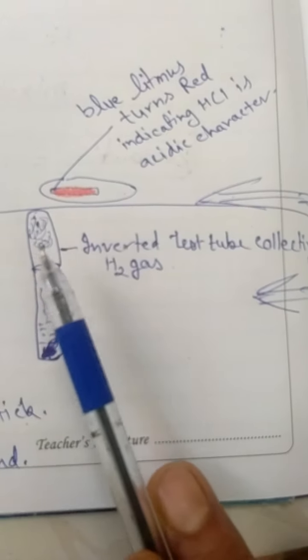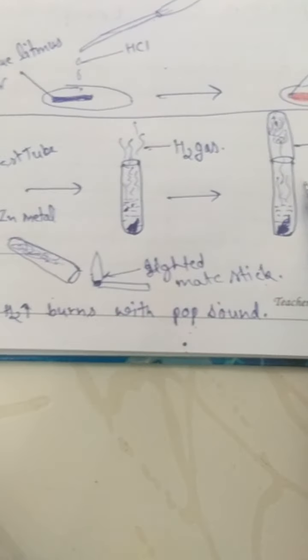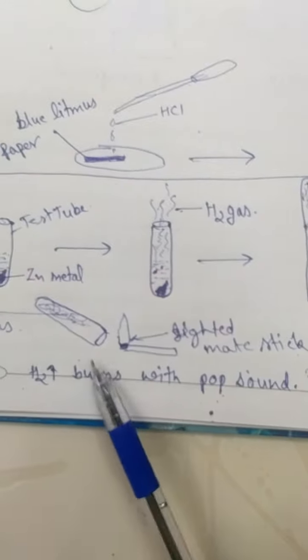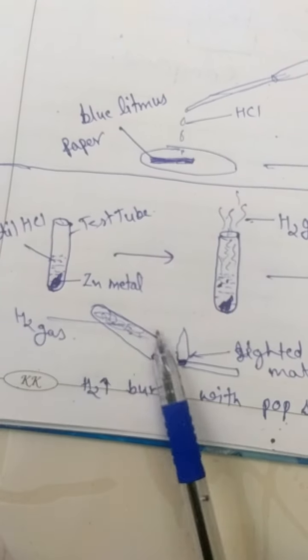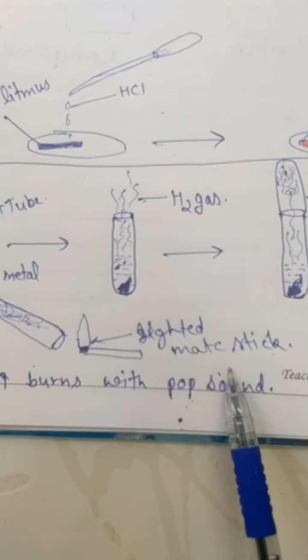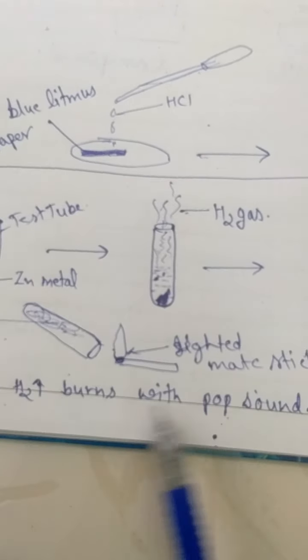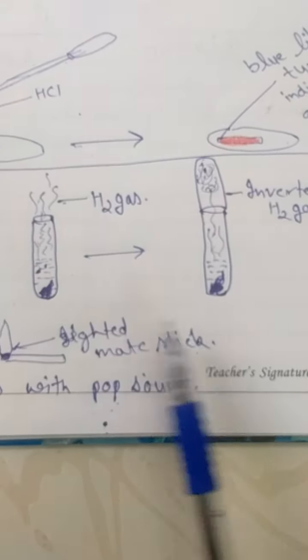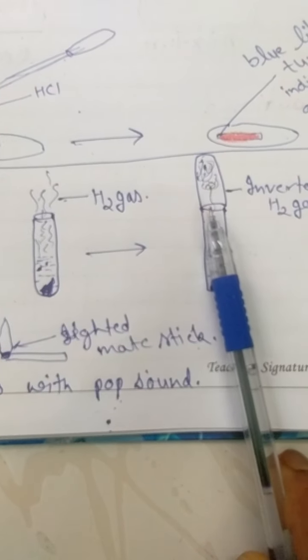this inverted test tube. After that, bring a lighted splint near the mouth of the inverted test tube. You will see that the gas collected in this test tube burns with a pop sound. It catches fire very rapidly. So hydrogen burns with a pop sound, indicating that the liberated gas is hydrogen.